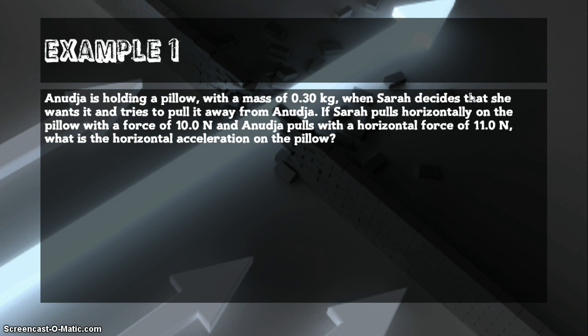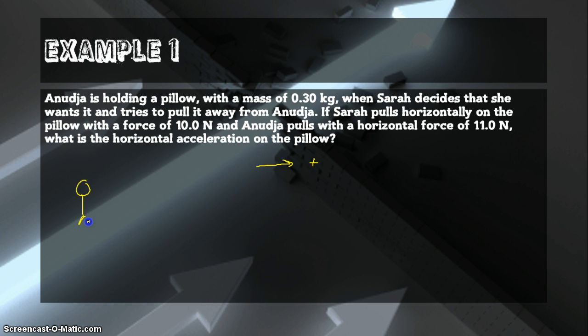So let's take a look at an example here. We have Anuja holding a pillow with a mass of 0.30 kilograms, and if Sarah pulls horizontally on the pillow with a force of 10 newtons and Anuja pulls with a horizontal force of 11 newtons, what's the horizontal acceleration of the pillow? Well, we'll just call the direction to the right positive.